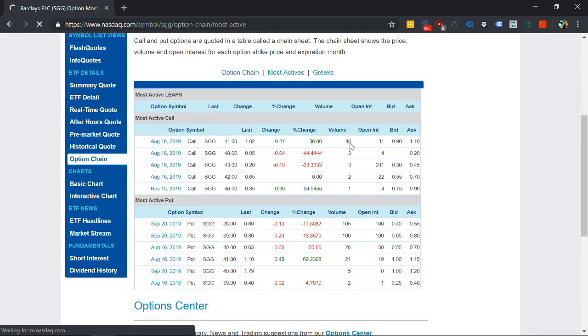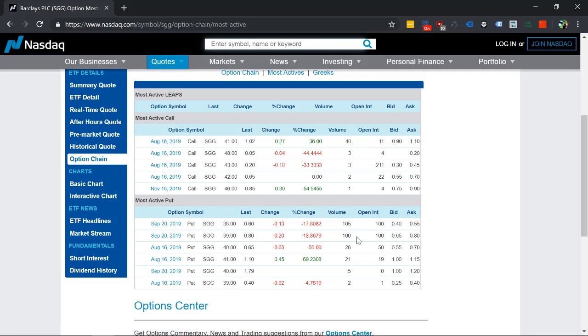So here, the best volume I'm going to get for calls is 40. Best volume I'm going to get for puts is 105. That tells me that if I want to buy calls, maybe I should reconsider. If I want to buy puts, I have a couple good options.